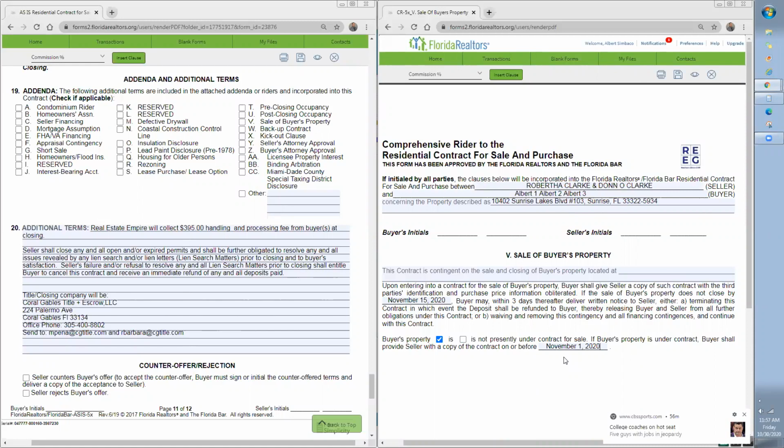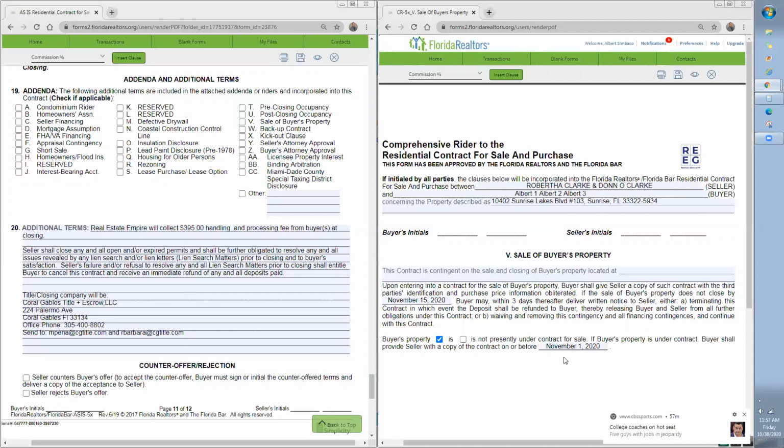But if by November 15th, I do not close, I have 3 days to tell you I want to keep moving forward and I know we're going to close, or I don't think we're going to close, we're going to have a problem, so I'm out of the contract. And at that point, the buyer gets their money back. That's in escrow. Okay? Any questions on this one?